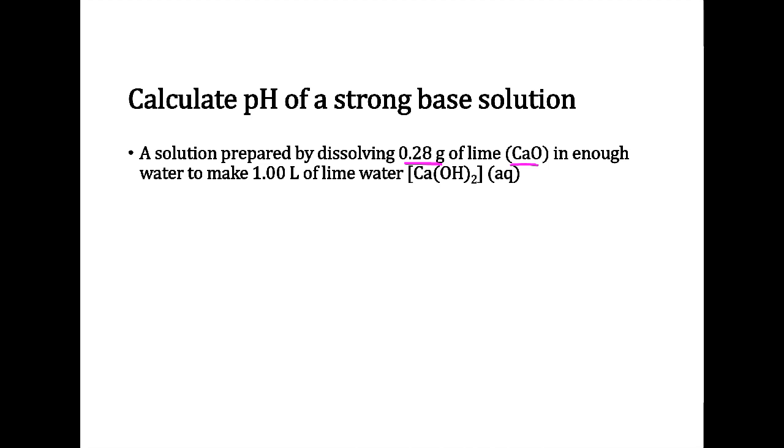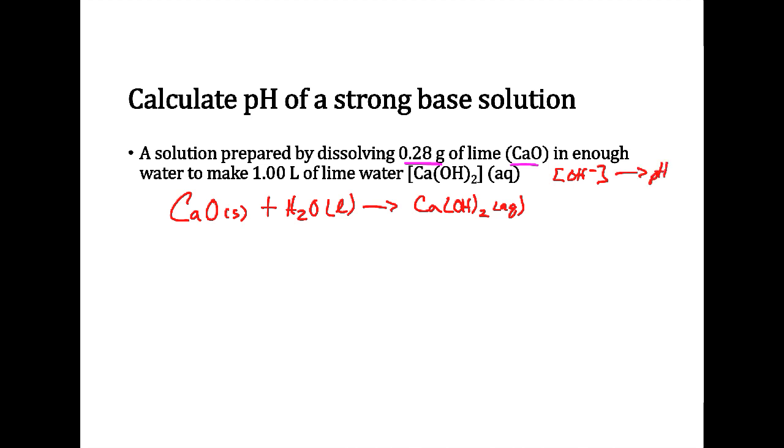So what we need to do is write a balanced chemical equation. We know that we have this calcium oxide plus water, and it goes on to form calcium hydroxide, that lime water. So if we want to find the pH, eventually we're going to have to find the concentration of OH-, which is what I would be looking for. Once we know that concentration, in a roundabout way, we can end up getting the pH.